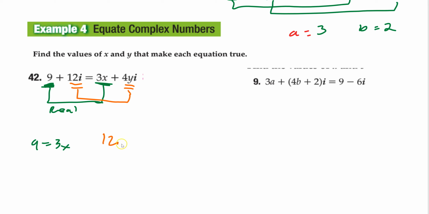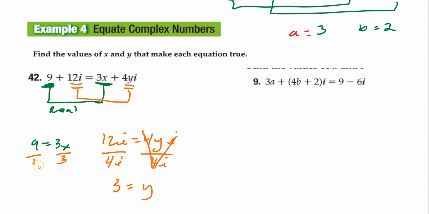So 12i equals 4yi. And all you have to do here is divide. We're trying to solve for y, so divide by 4i. These cancel out, and you get 3 equals y. Divide by 3. X equals 3 also. So that's the way this works. If you have two things equal to each other, then they have to be equal to each other. So find the parts that should match.